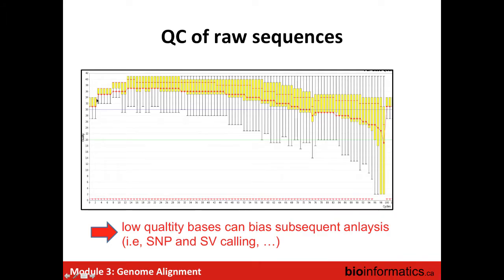Then you go to the second base, the third base, and so on until the end of the read. And it's important to look at that, because if you have a low base quality, it can bias your analysis at the end, because the lower the quality, the more chance you have of having an error in your read and confounding an error with a variant.